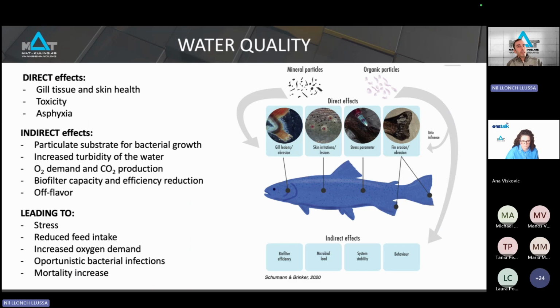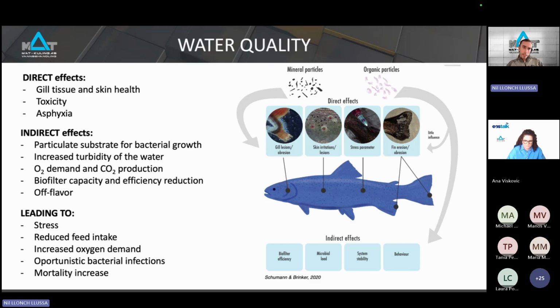The different parameters that we need to monitor can have direct effects on the fish's gill tissue. If we look at the pictures here on the right, we can have particles directly damaging the gills, as well as damaging the skin or causing fin erosion. This can also be related perhaps to interactions with other fish in the tank. Other than that, we have direct effects on the gills through toxicity of different compounds, or also asphyxia, so fish are not able to breathe properly.